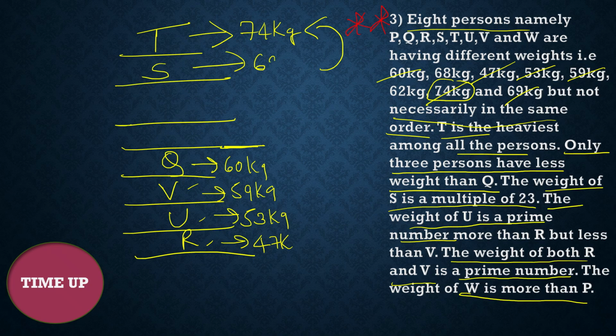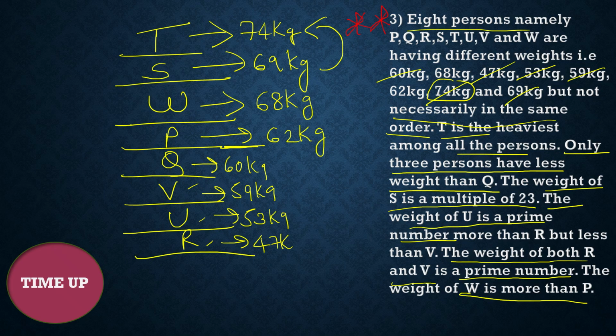If S is 69 kg, and I place W and P here, because W's weight is more than P, W's weight will be 68 kg and P's weight will be 62 kg. See this arrangement now: 47, 53, 59, 60. After 60, you're getting 62, 68, 69 and 74. Understanding? So this is how the arrangement should be. I hope you have got the right arrangement. Let us solve the questions for this.